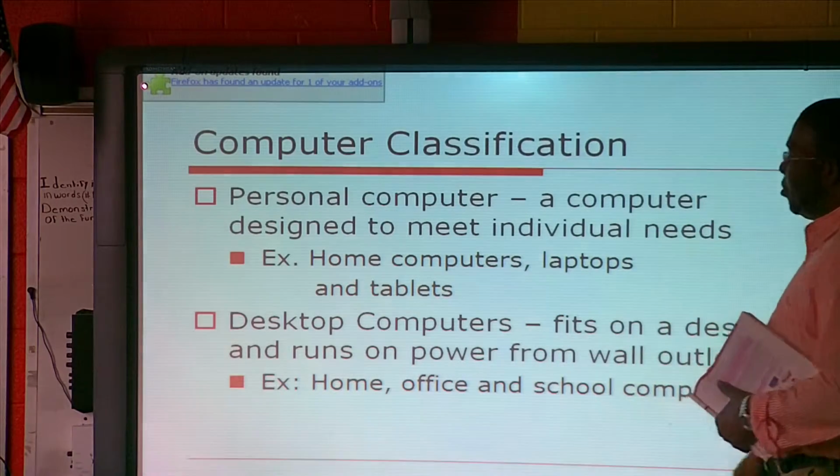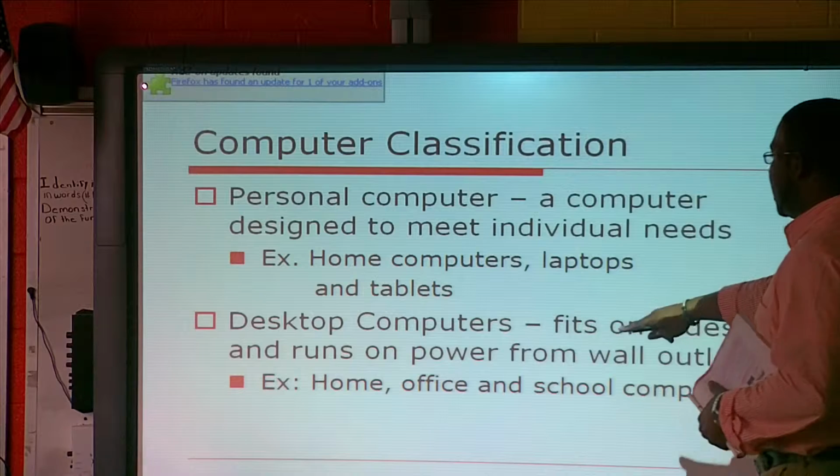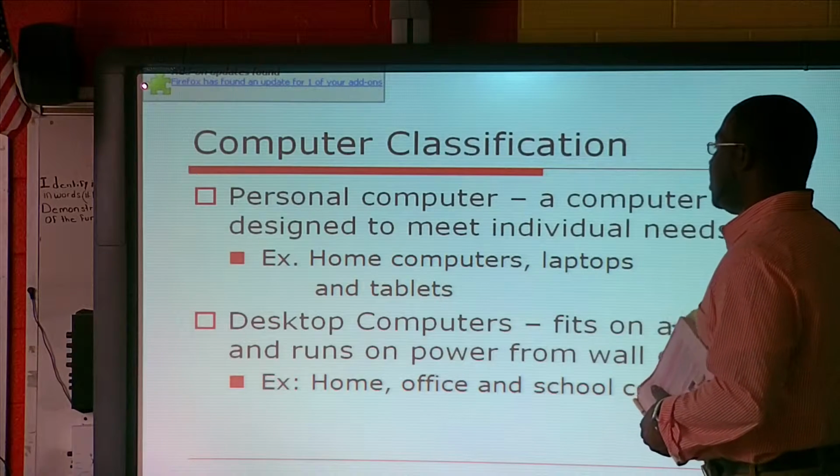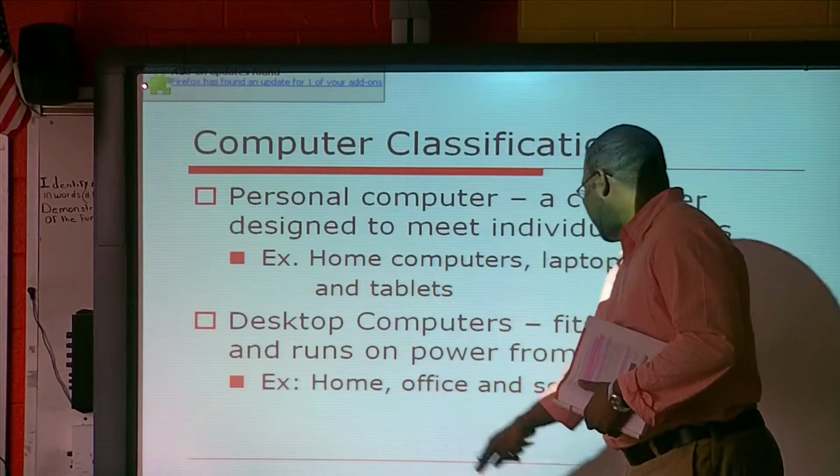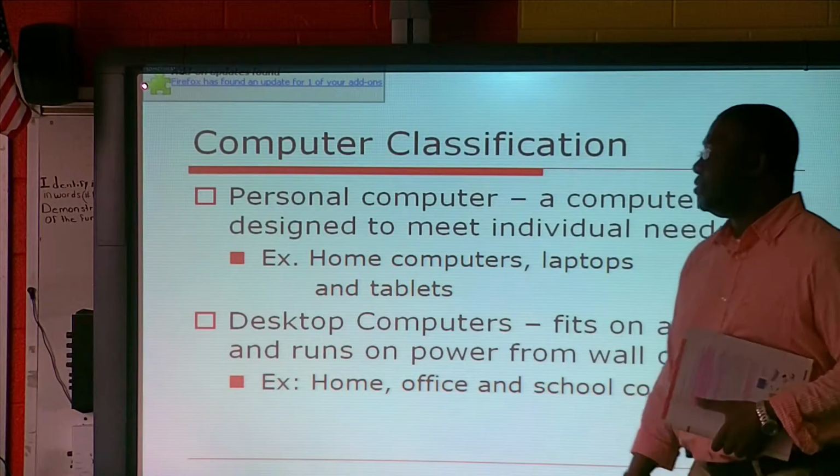Desktop computers. Pretty much that is just any desktop computer that fits on the desk and runs on a power outlet from the wall. Again, that could be your home, office, and school computers.